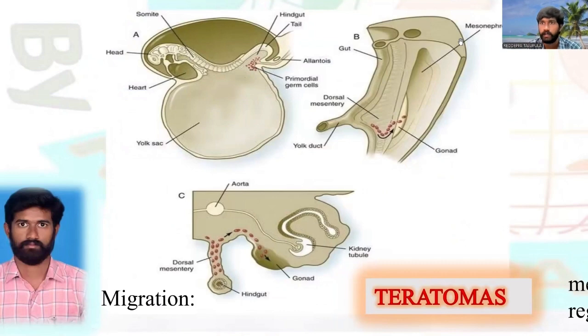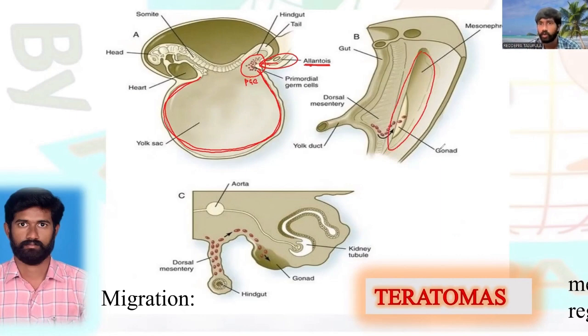Okay, here see. These are the primordial germ cells formed near the wall of the yolk sac, just adjacent to the allantois. These are the allantois. Just adjacent to the allantois, from the wall of the yolk sac, there will be development of the PGC. Now PGC need to shift towards the gonadal ridge. This is the gonadal ridge where the gonads are present.